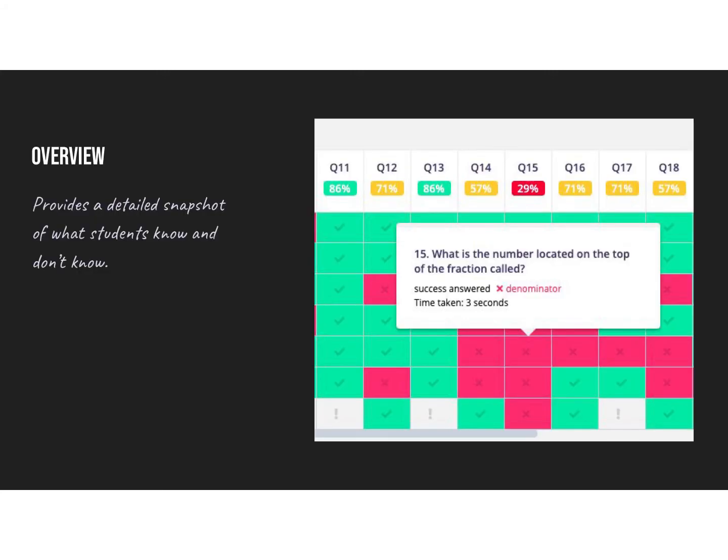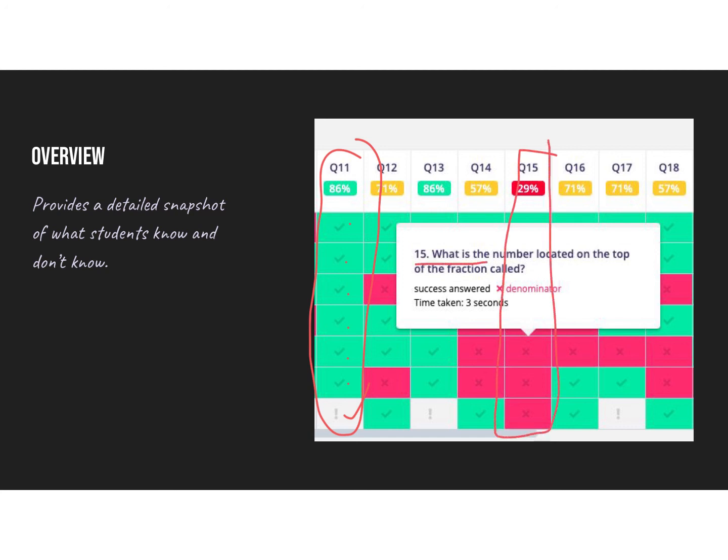Moving forward, this is the last thing. This is the overview part of it, and it provides a very detailed snapshot of what students know and what they don't know. For example, if you look at question 11, it shows me that 6 students answered this correctly, and I have 1 that did not attempt it. Whereas question 15 showed me 29% accuracy, which is very low.